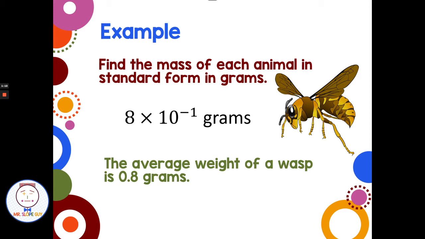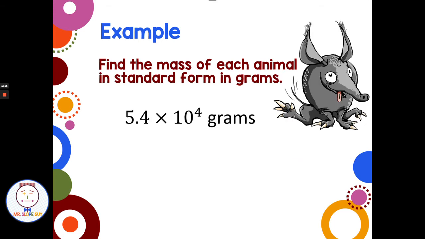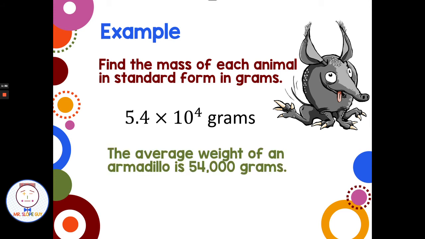That makes sense. So that's a good comparison. How about an armadillo? Well, what is the mass of an armadillo? 5.4 times 10 to the 4th grams. So let's change that out of scientific notation into standard form. 5.4 times 10 to the 4th. We'll move the decimal 4 places to the right, and we would get 54,000 grams. So an armadillo, 54,000 grams.